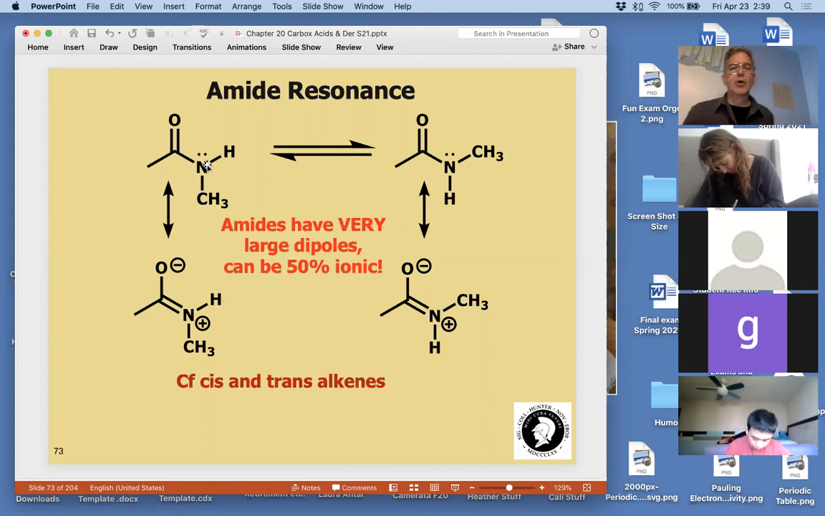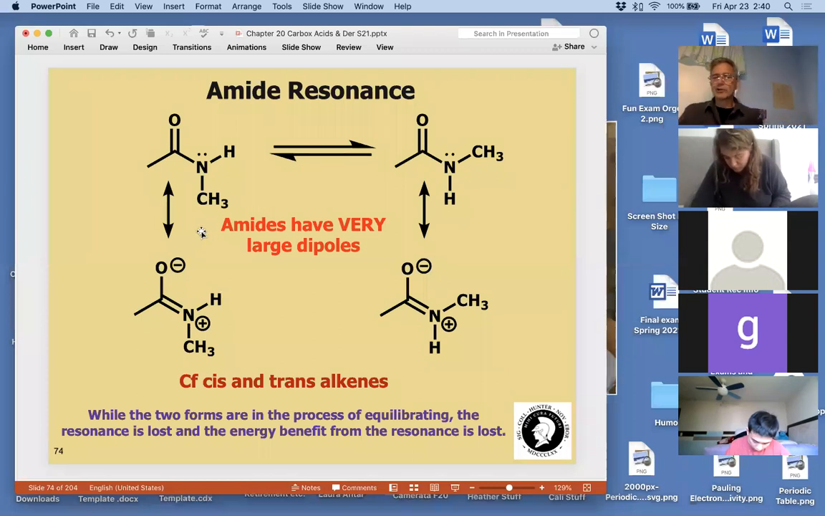Okay, so amides have very, very large dipoles, impressive dipoles. I showed you the dipole moment for one before. And this is to be compared with cis and trans alkenes. At low temperatures, these can be frozen out completely. And not that low for some of them.